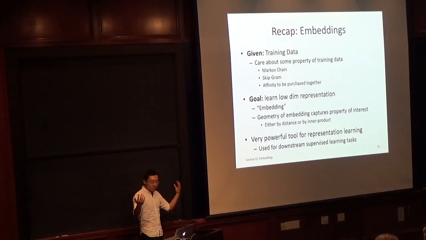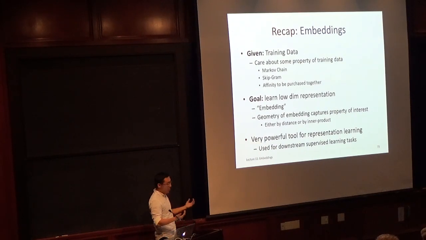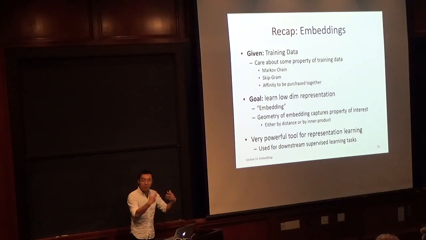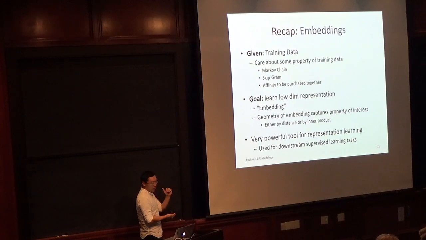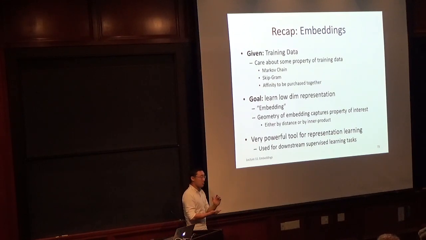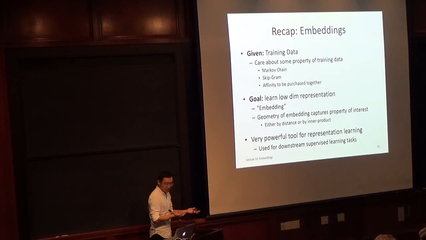You have a bunch of properties of the data, whether it be the local linearity property, or some Markov embedding of sequences, or affinity to be purchased together, or whatever. There's some property. You want to encode that property in some semantic of the embedding, which corresponds to some geometric property of the embedding, whether that be inner product or distance. Those are the two common ones. And then given those two things, and given a large data set, you just fit using gradient descent.